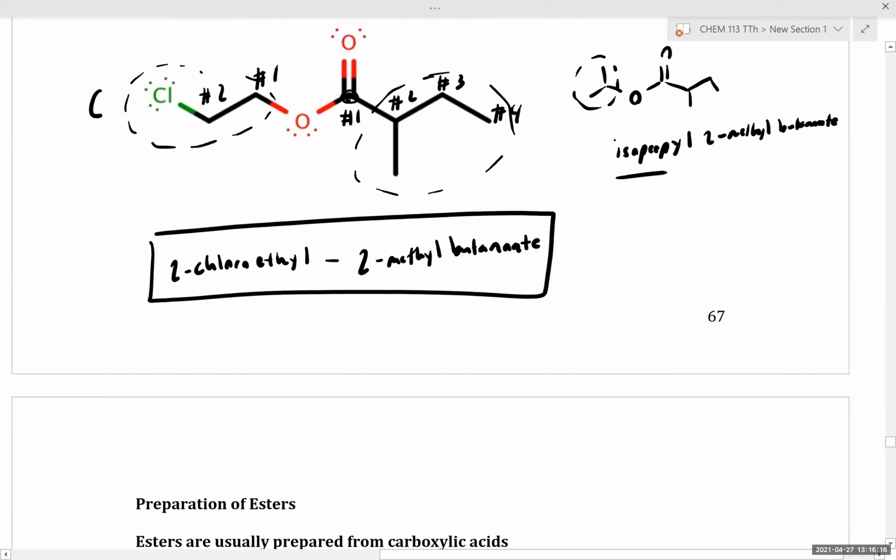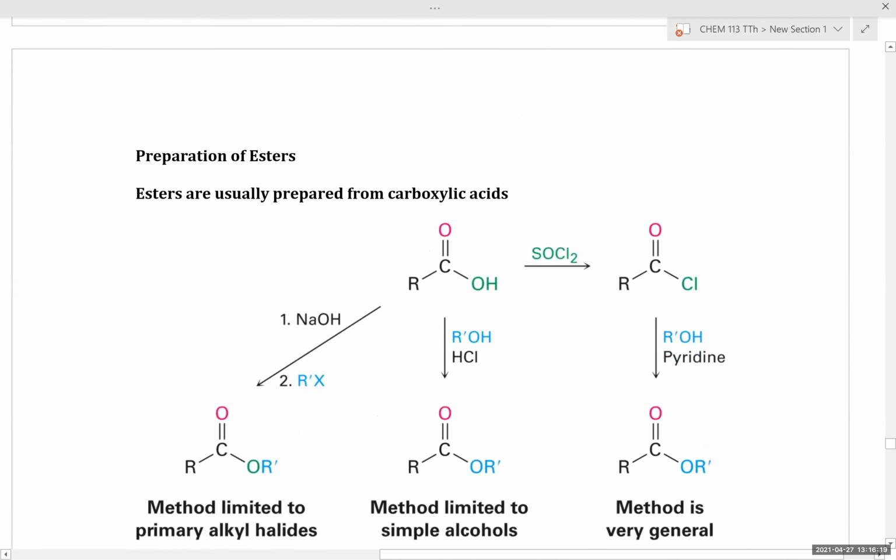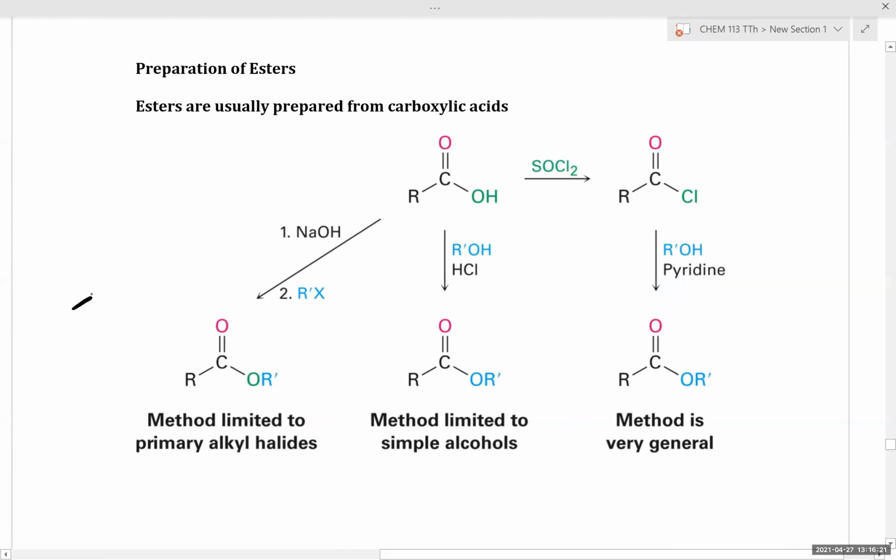Okay, so we've already talked about many methods to prepare esters. So one method is via direct alkylation of a carboxylate salt. So if we have a typical alkyl halide, it can react with a carboxylate salt to yield an ester. However, your alkyl halide must be primary. This is a textbook SN2 reaction. You can get away with secondary, but it's a little iffy.